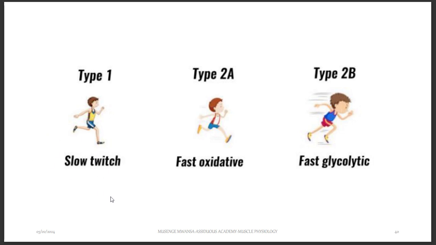can run and not get tired because they are running slow like that. The fast oxidative is at least normal, but the fast glycolytic, these will be able to run very fast and they'll be exhausted very fast because their glycogen supply will be exhausted and finished.